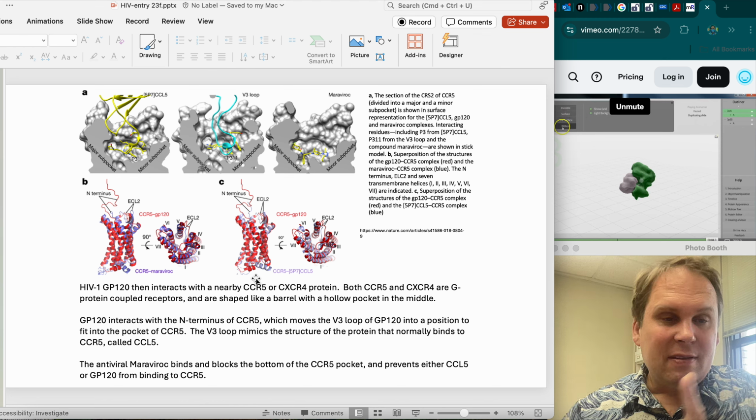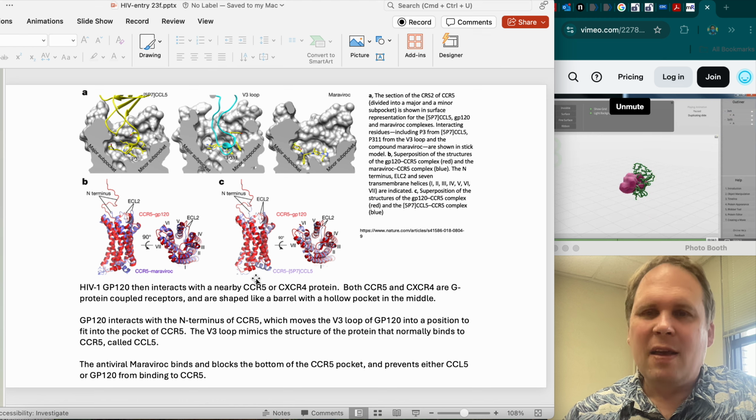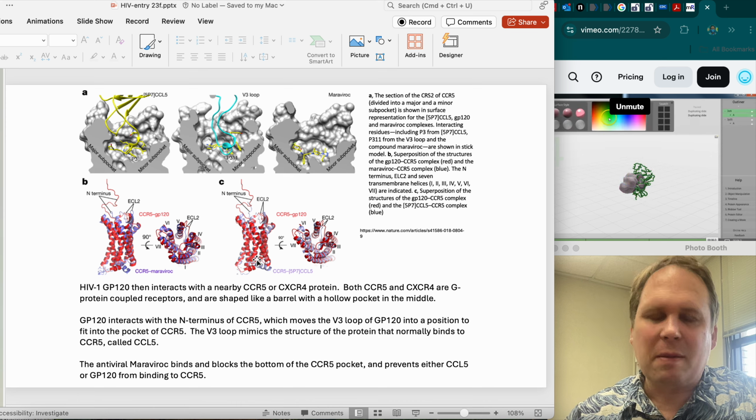Next thing that happens is going to be the extension of the V3 loop. The V3 loop is this thing right here. It has an alpha helix on it. The alpha helix extends down into the pocket of the co-receptor.